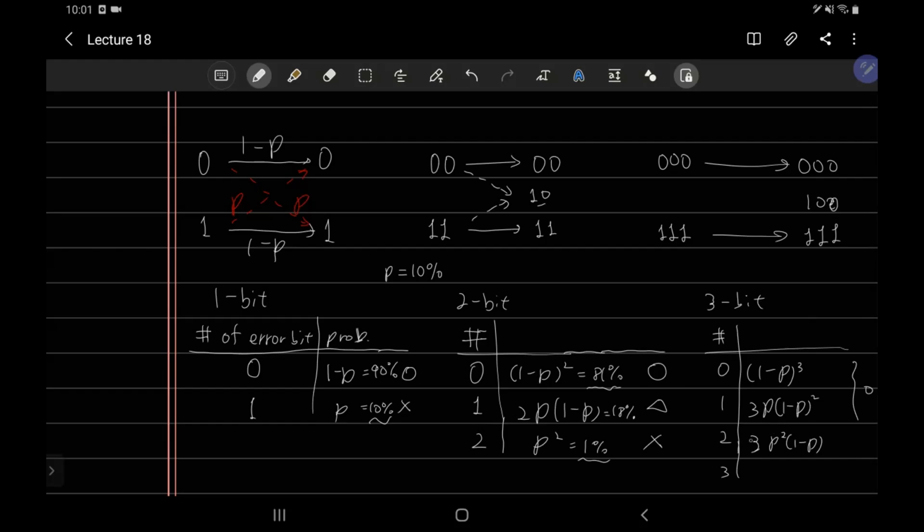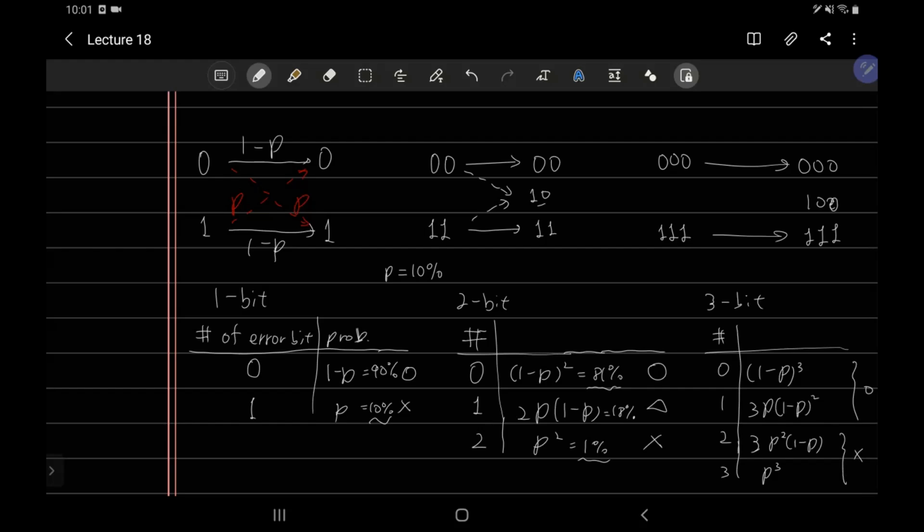And then finally, the probability that all 3 bits will be flipped is q to the third, or p cubed. Yes. And these cases are the worst case.